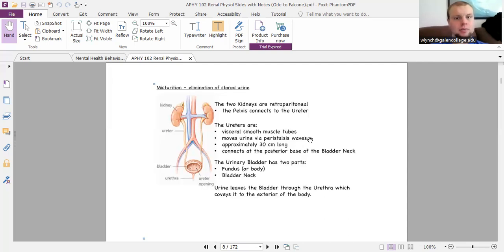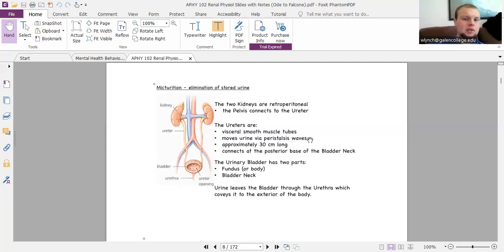The ureters are going to be pretty decently sized tubes, approximately 30 centimeters in length. They're composed entirely of smooth muscle, and they're going to move urine from the kidney down into the bladder via our peristaltic waves. If you remember from our digestive tract lecture, peristalsis is going to be the rhythmic contraction along a tube to push substance down it. So it's going to push the urine through the tube of the ureter via those peristaltic smooth muscle contractions.